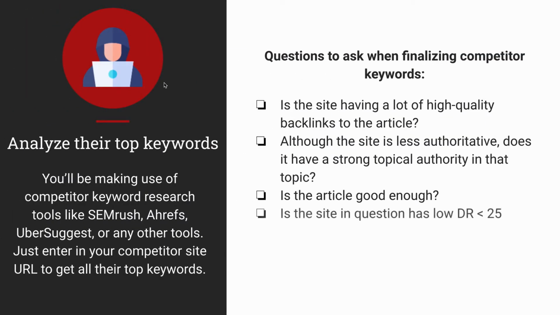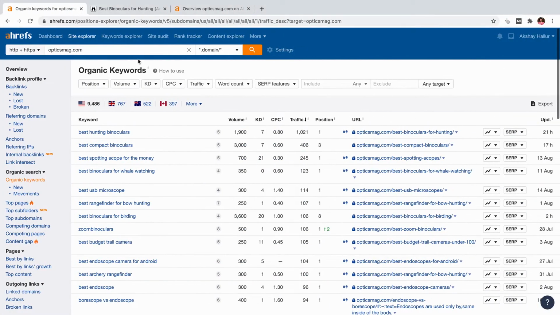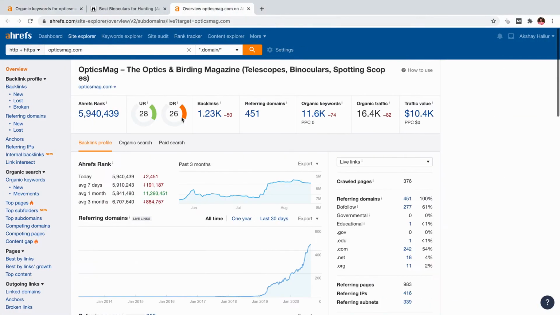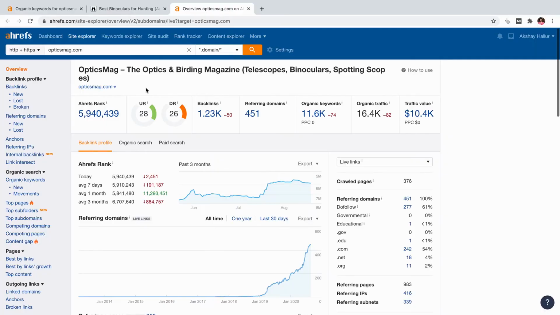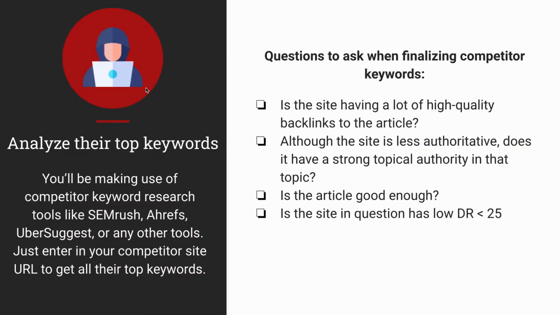And another one is, the site in question has low domain ratings of 25? Yes, domain ratings would also be a factor. It has 26, that is near to that of 25. But if the site in question has lower than 25 DR and it's a generic site with poor articles, then you can easily consider the keywords that generic low authoritative site is ranking for.